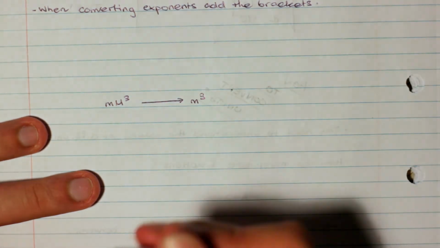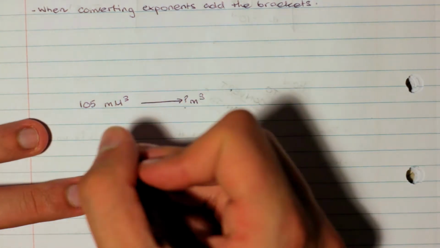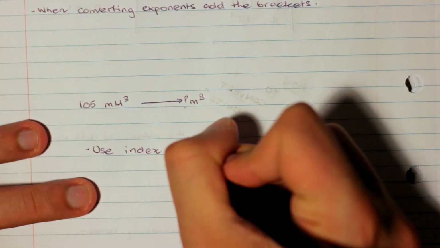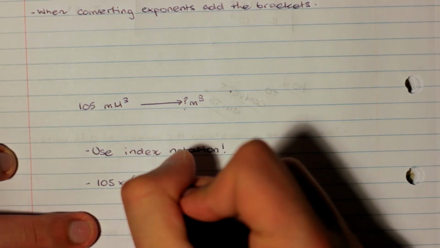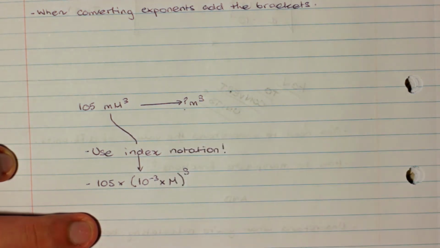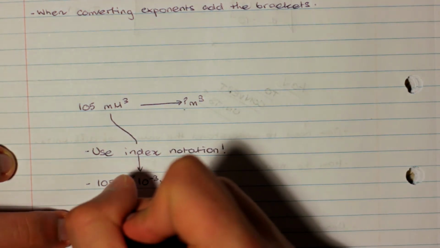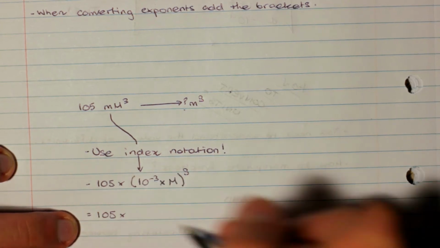So I've got 10^5 millimeters cubed going to meters cubed. So first I convert it to index notation and I add the brackets in that aren't already there. So 10^5 times 10 to the power of negative 3, so that's the milli prefix that we went through earlier, in brackets times meters, all cubed. Now I'm just going to expand this out using BODMAS.